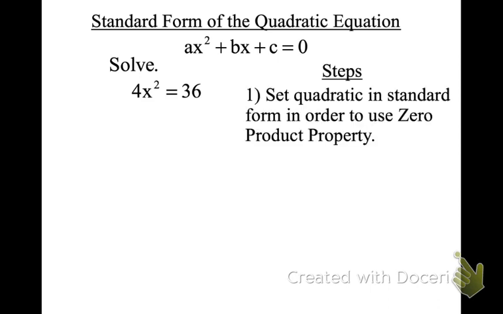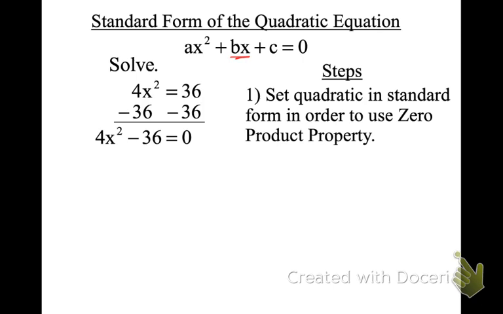Step 1, set the quadratic in standard form to 0 and use the zero product property. So subtract 36 and then we have 4x squared minus 36 equals 0. Now, can we factor that? Let's just talk about standard form. This is our ax squared minus c. There is no b because there's no x to the first power. But this is standard form because it's set equal to 0.